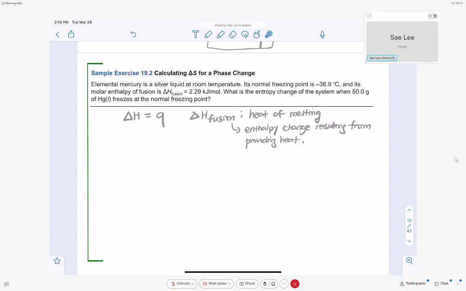However, what situation are we dealing with? Are we dealing with a melting situation or a freezing situation? We are dealing with a freezing situation over here. So if the heat of melting is 2.29 kilojoule per mole, freezing should have the opposite enthalpy, right? So the freezing process should have a negative heat of fusion, which is negative 2.29 kilojoule per mole. Negative sign.